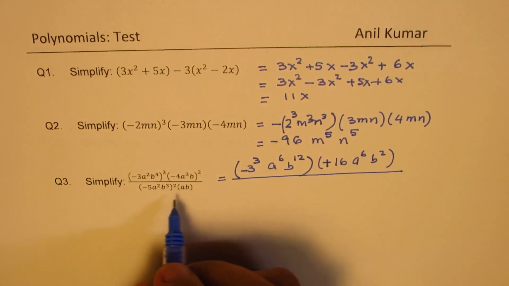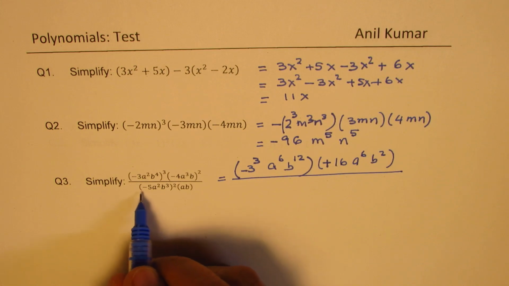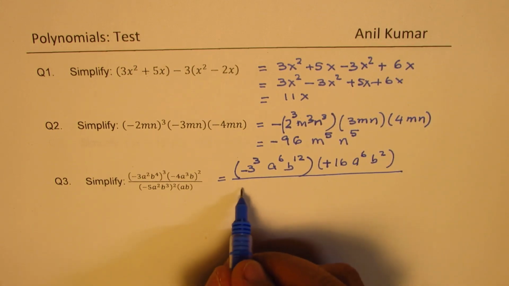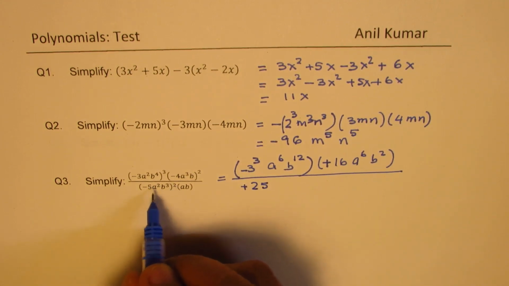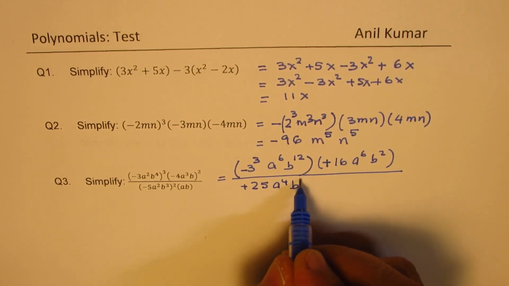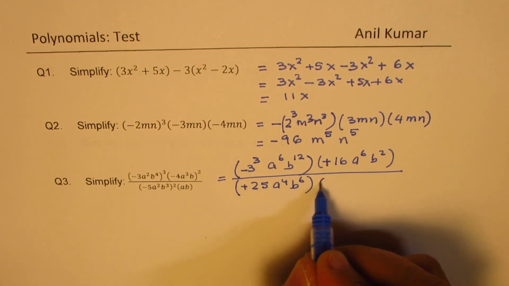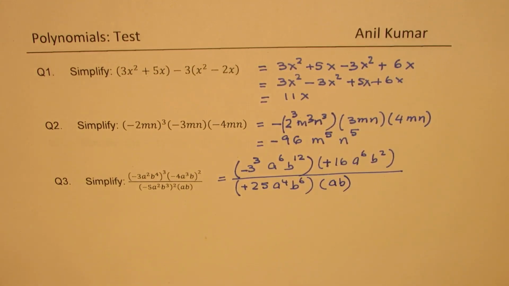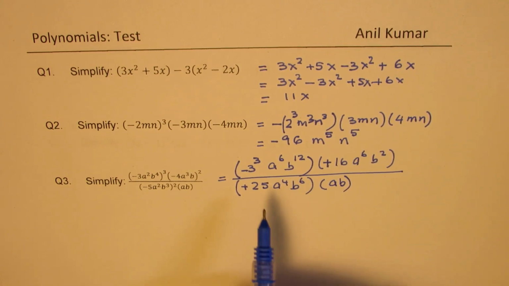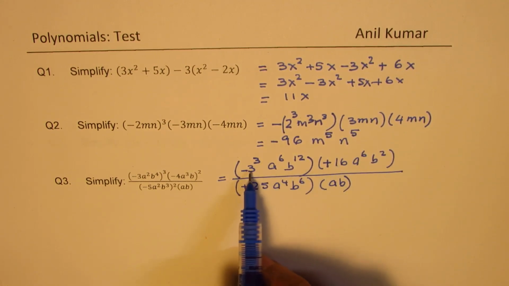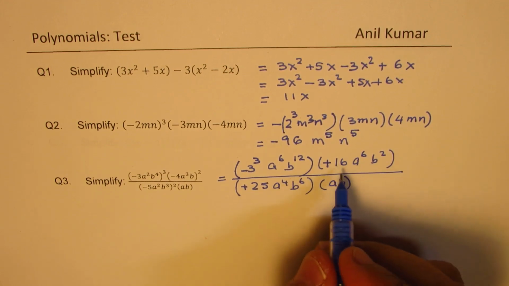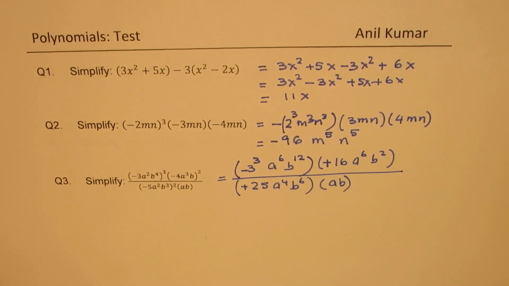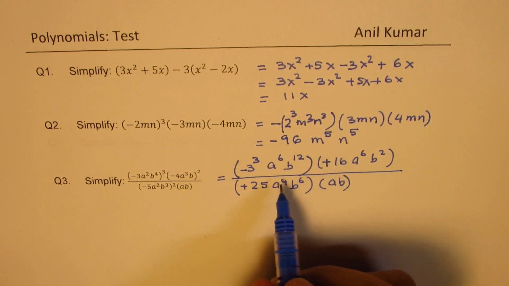In the denominator, we have to square the first part. So minus 5, minus gets squared becomes positive. 5 square is 25. A square will be a to the power of 4, b to the power of 6, right? And here we have to multiply it by ab. Now, we have these terms here. In the numerator, we have 3 cube, which is 27. And then we have to multiply 27 by 16, right? And here we have 25. Nothing in common is going to cancel, correct?